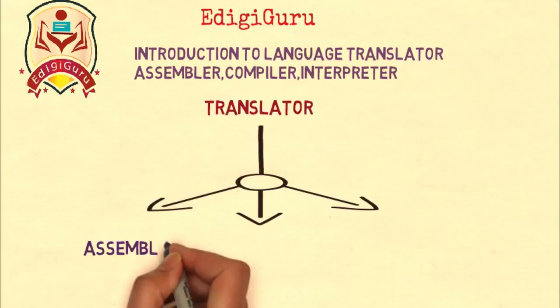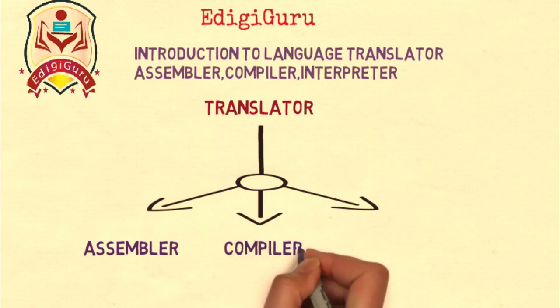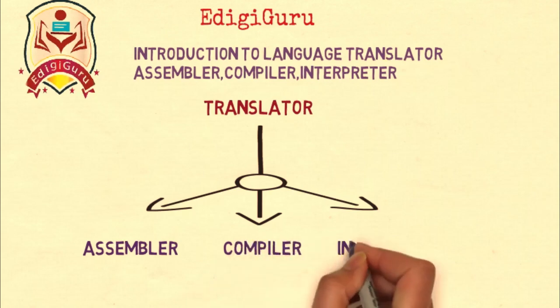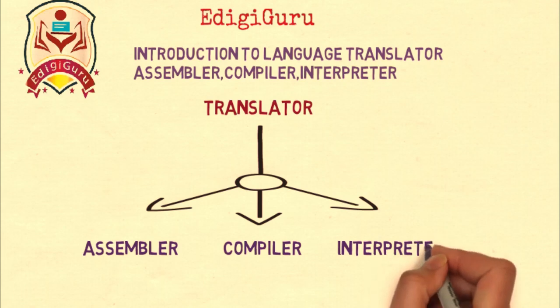Next, we will see the types of language translators, which are assemblers, compilers, and interpreters. There are three types of translators: assemblers, compilers, and interpreters.